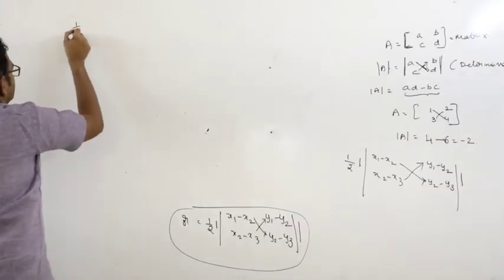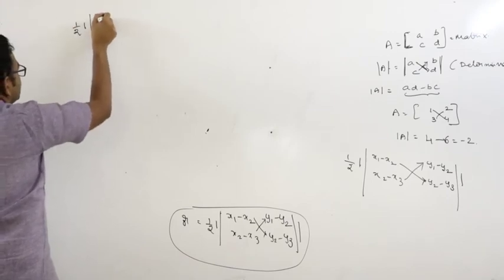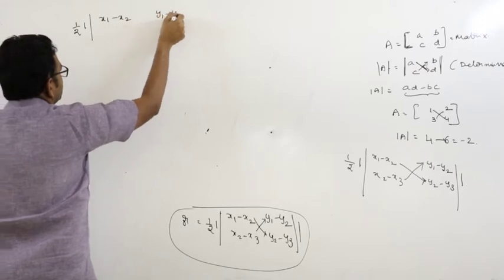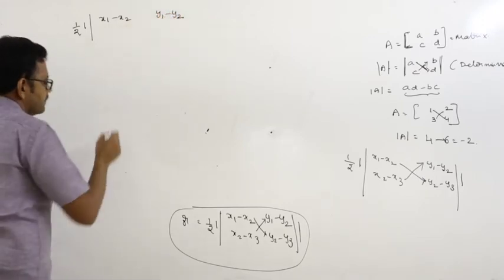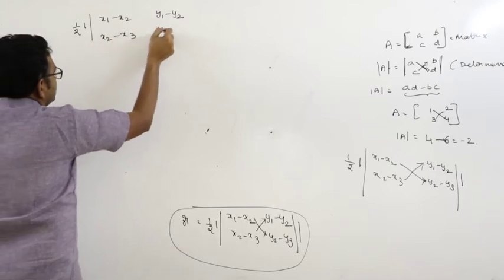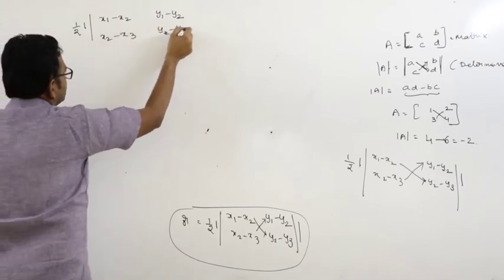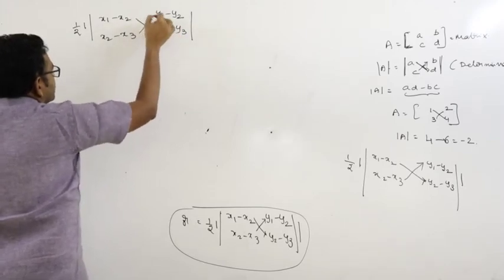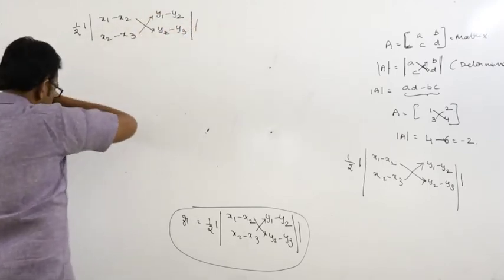So, area equal to half mod of determinant of x1 minus x2, y1 minus y2, x2 minus x3, y2 minus y3. Product of these two minus product of these two, mod of.